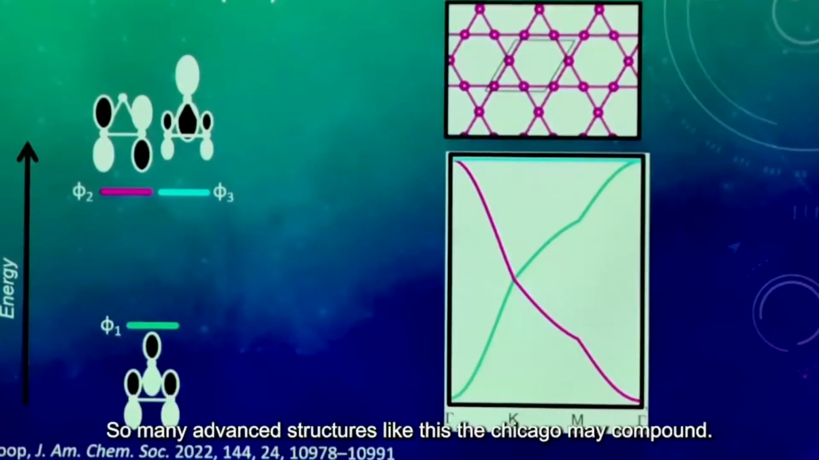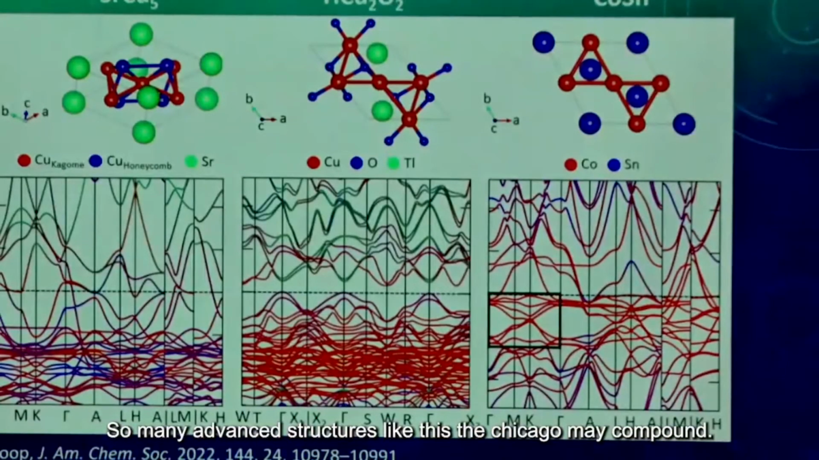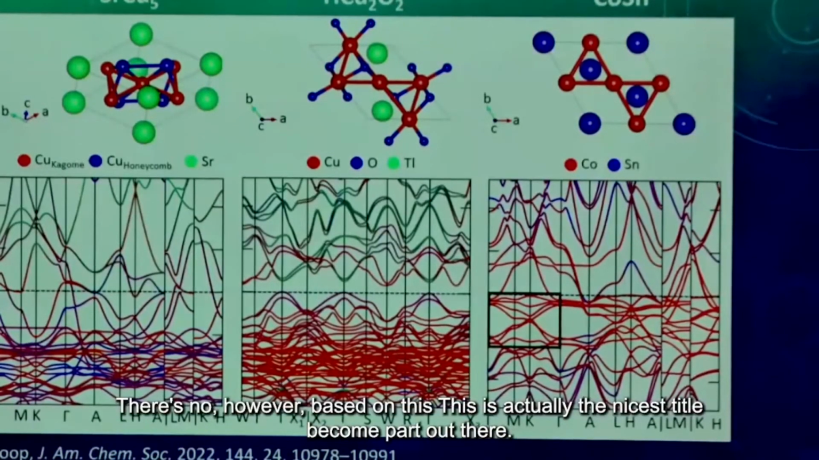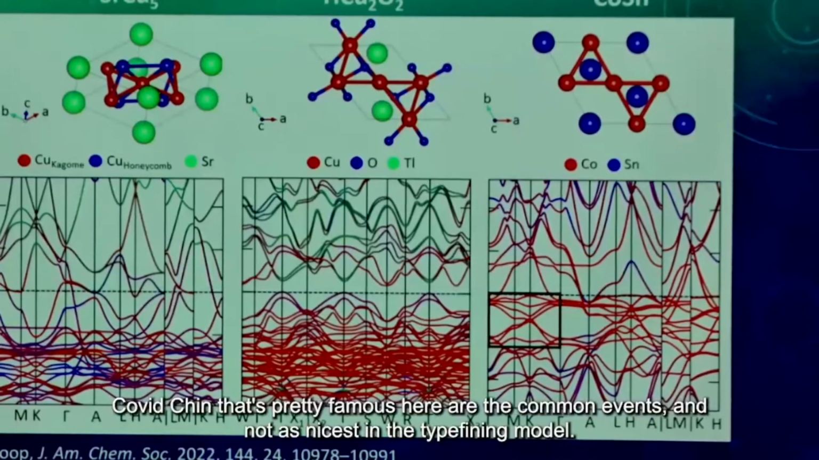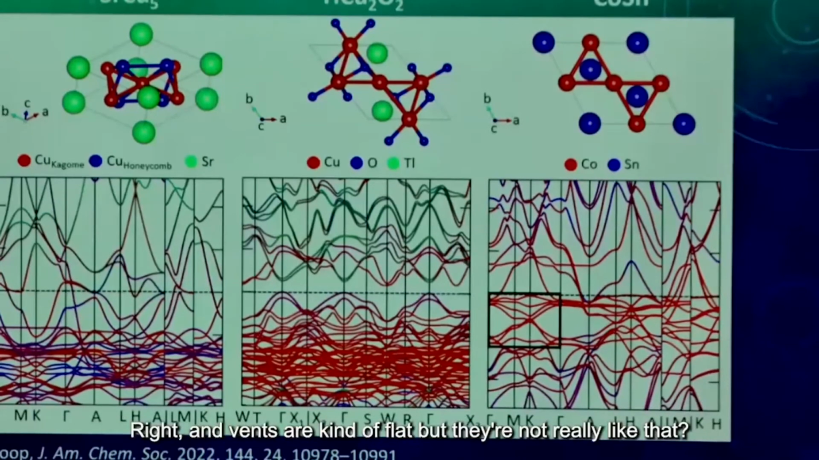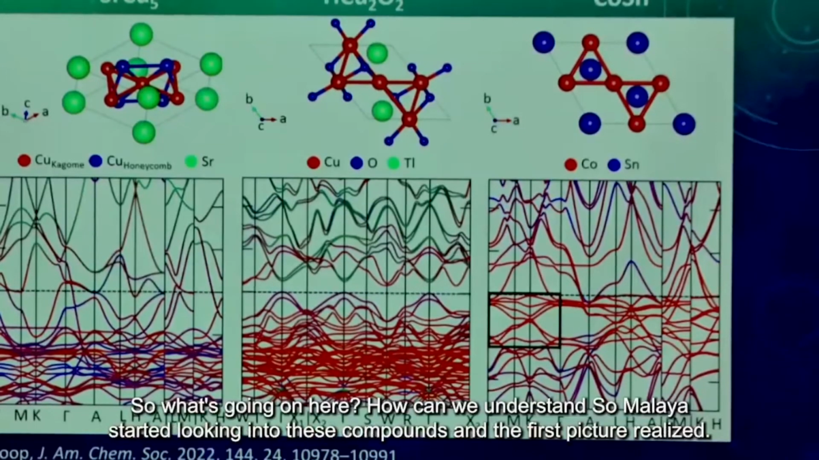Okay, but now the other question: why are there so many kagome compounds and so few band structures like this? This is a kagome compound. This is a kagome compound. There are no kagome bands in this. This is actually the nicest kagome compound out there. Cobalt tin is pretty famous. Here are the kagome bands, and they're not as nice as in the tight binding model, right? The bands are kind of flat, but they're not really flat anymore. So what's going on here? How can we understand this?